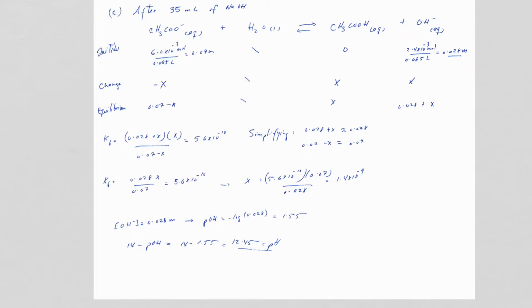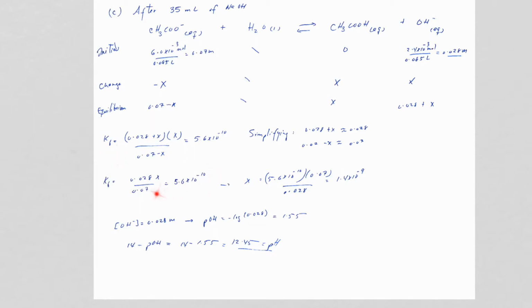At this point, I shouldn't have, initially, any acetic acid, which I don't. I complete my ice table. I end up with my equilibrium concentrations right here, as you can see, 0.07 minus X, and 0.028 plus X, respectively. I work those variables into my Kb expression. You have it right here. And again, we're going to simplify our expression. 0.028 plus X is about 0.028. 0.07 minus X is about 0.07.